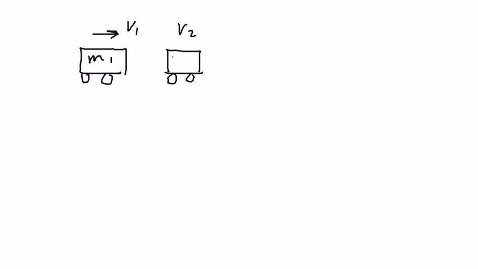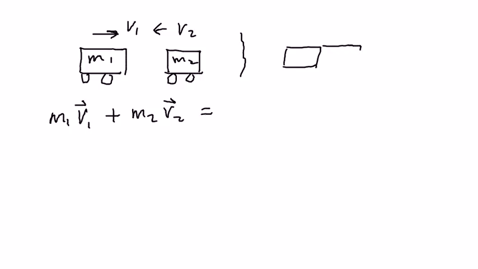And again, the important thing to remember here is that momentum is a vector. So let's imagine that this guy actually has a velocity in the negative x direction. So the momentum before the collision is going to be m1 v1 plus m2 v2.